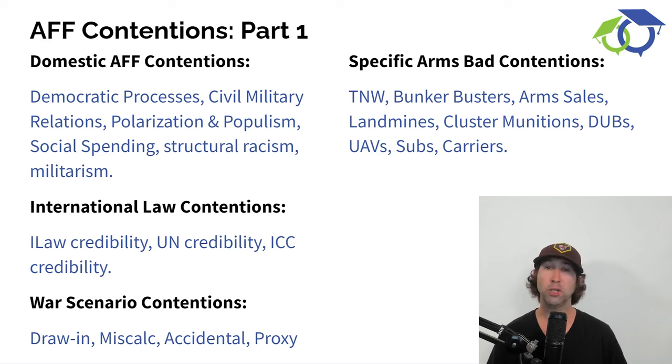Also DUs, which are depleted uranium bullets, a type of irradiated bullet, essentially, that we use for armor-piercing rounds. Various types of UAVs, our autonomous vehicles, especially those lethal autonomous weapons. Do we have them? Do we not have them? Should we ban them in advance? Is that topical? I don't know.